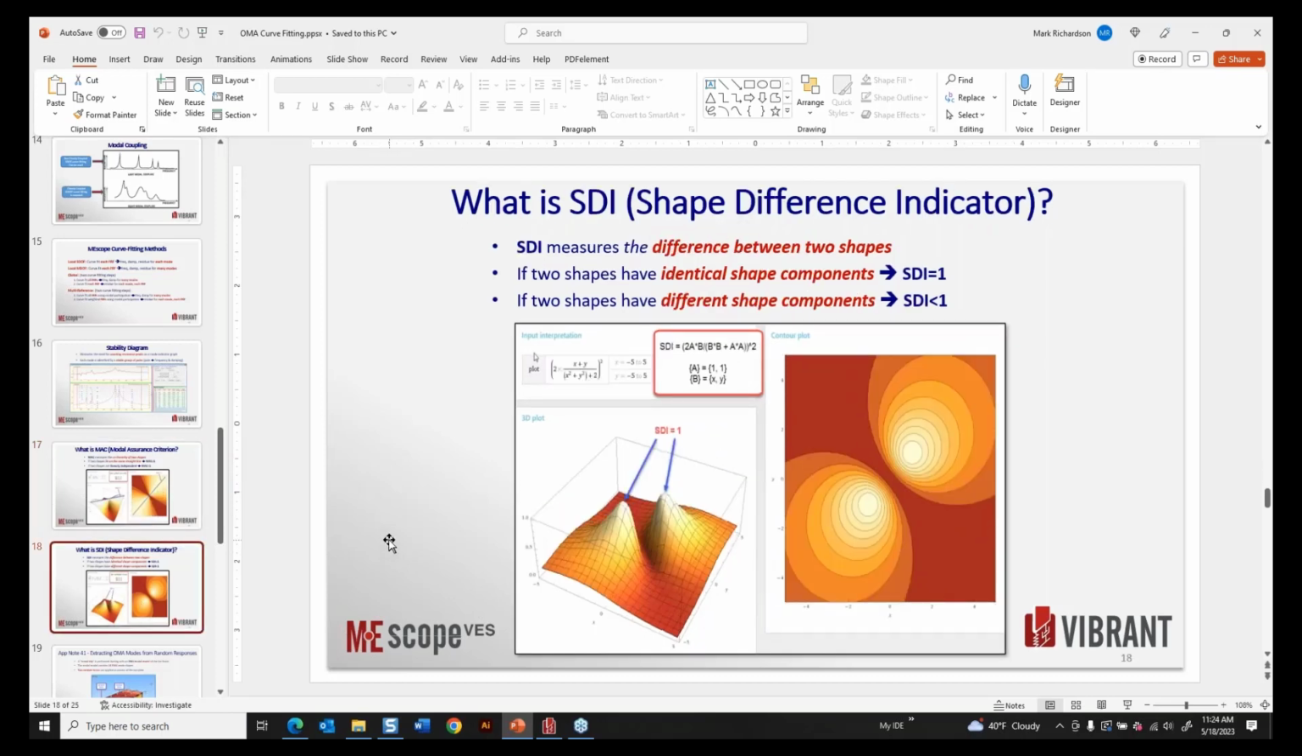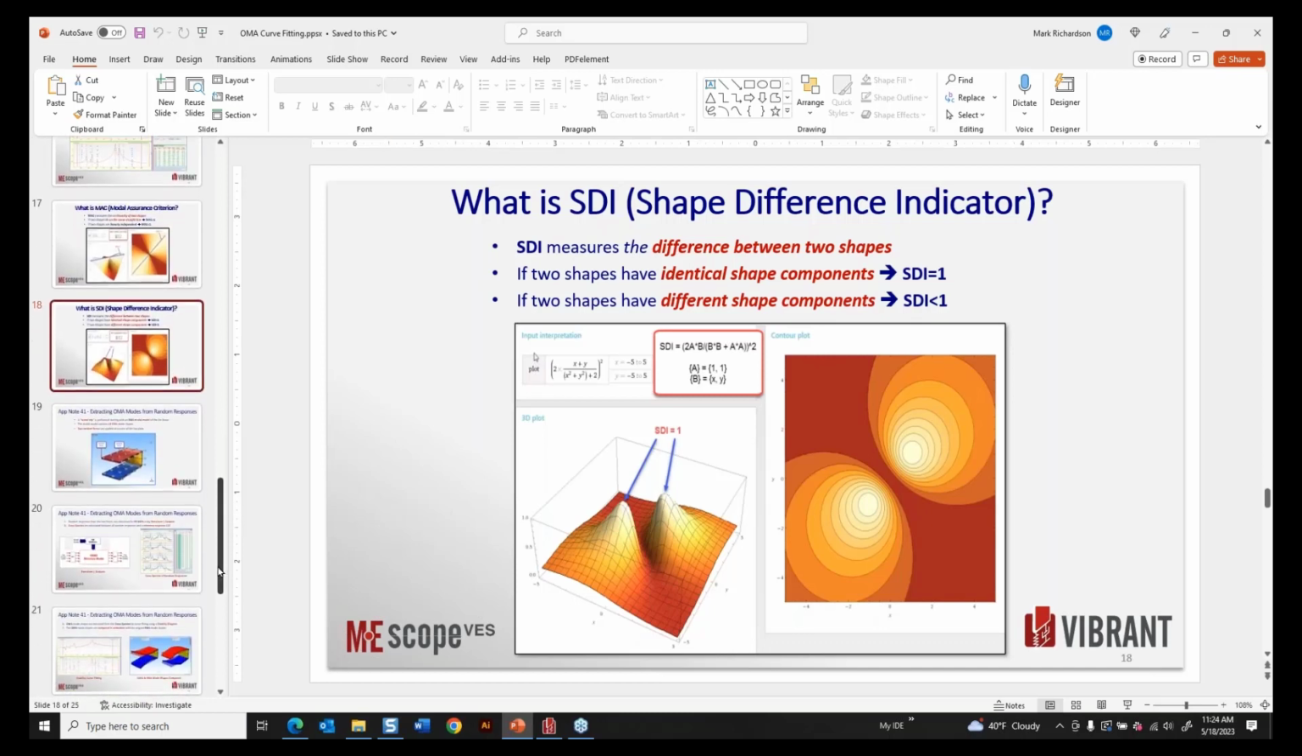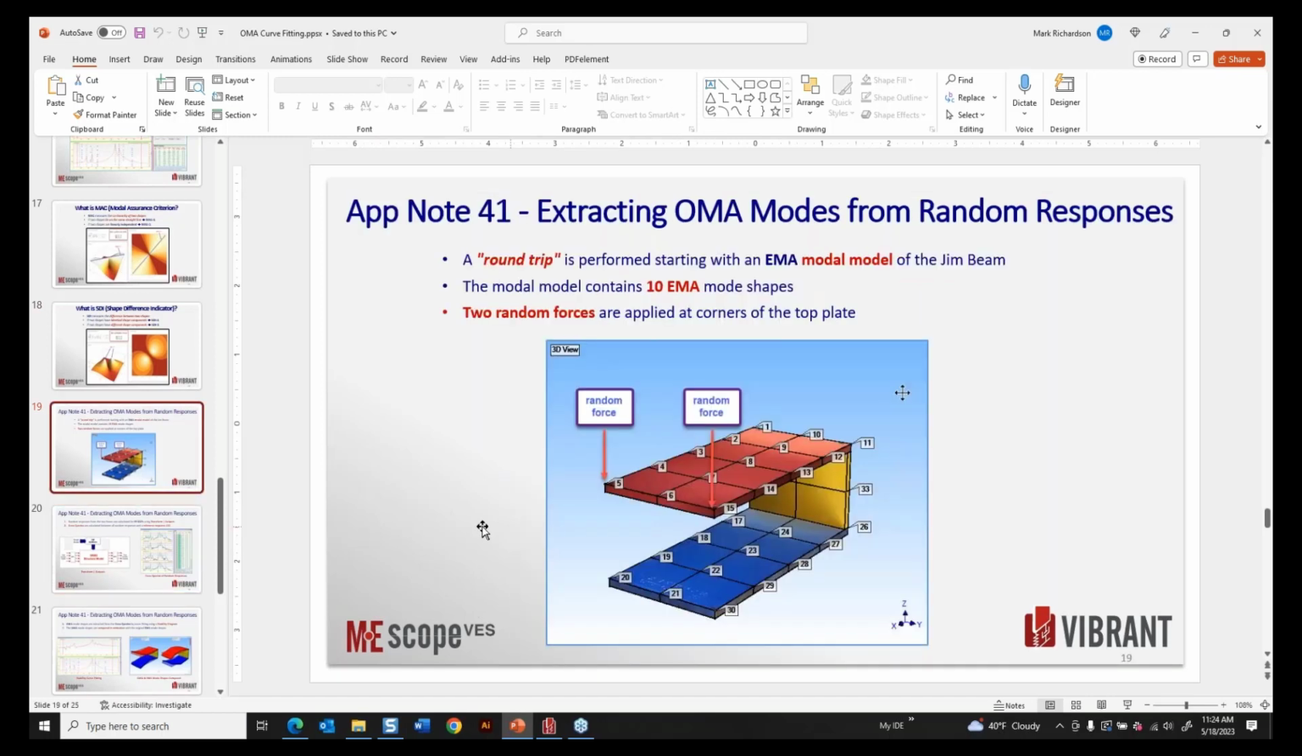SDI, this is something unique to MEscope. This measures the difference between 2 mode shapes. So we're going to see both of these numerical calculations in use when we compare curve fitting answers, and this is a common way we do it in MEscope to compare mode shapes from one curve fitter versus another.